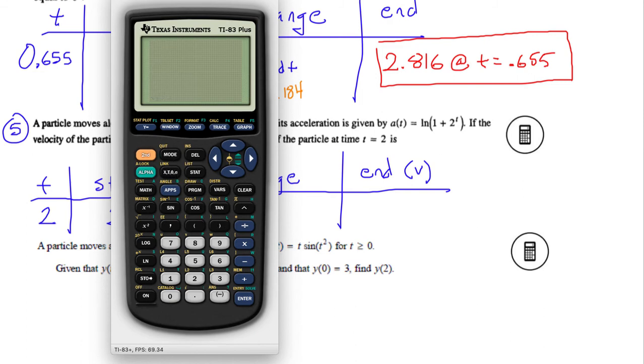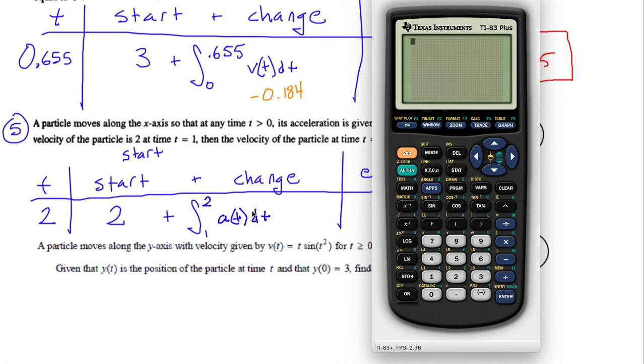I'm going to get out of this. Do I need to graph this? No, I can just type this in verbatim. I can even add 2 from the very beginning. I don't want to do that. I want to figure out what this value is in case you made a mistake.